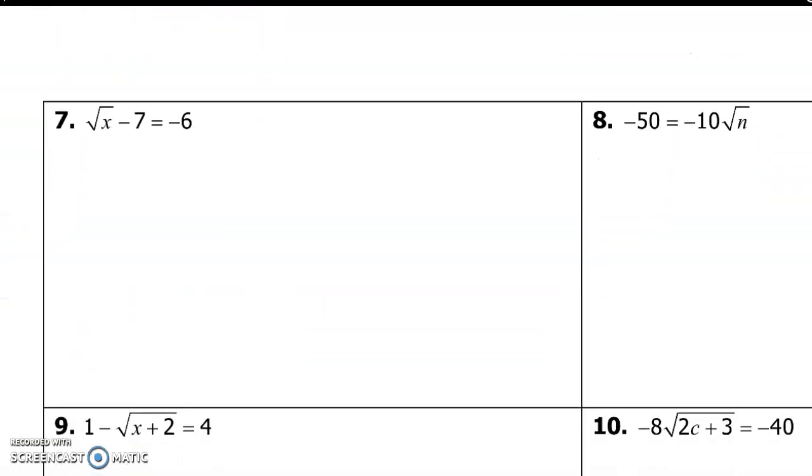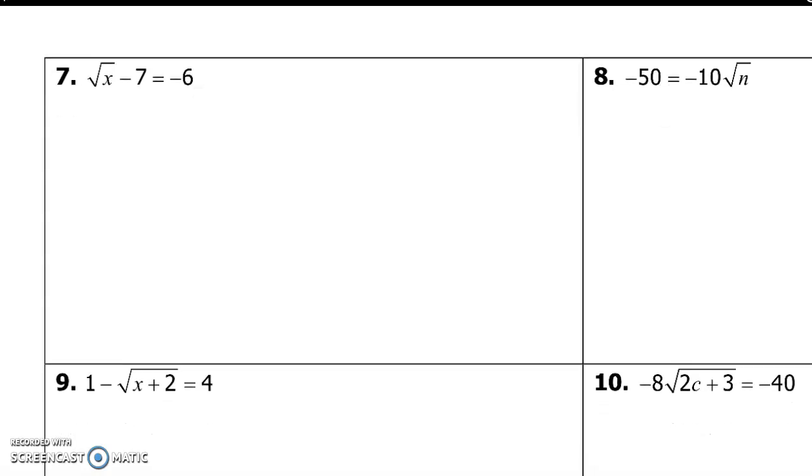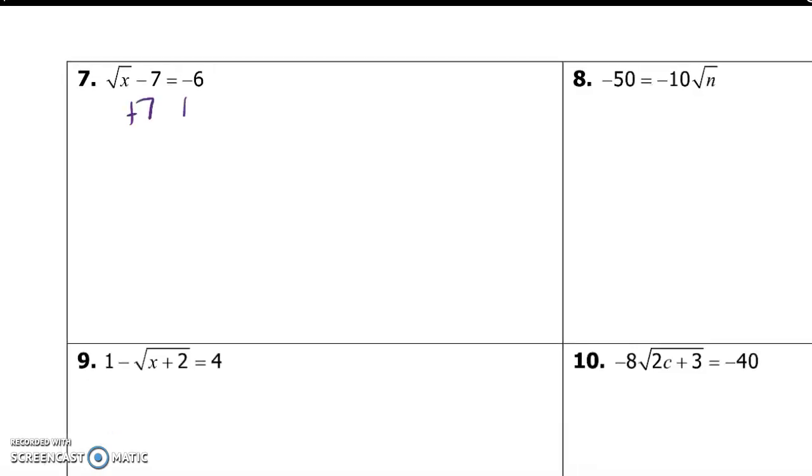Here's where we have to actually solve for the radical first before we can square. So as you can see, the minus 7 is on the outside. It is not underneath. So we have to get rid of that first. So the first thing we need to do is add 7 to both sides. Square root of x, those go away, equals negative 6 plus 7 is 1. Then I square it, and I get x equals 1.